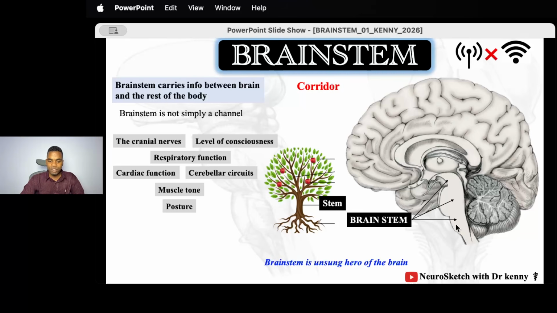Then look how small the brainstem is. The brainstem is so small and yet does all these functions. That means these functions have been compacted within a small brainstem. So even a single region in the brainstem can result in substantial deficit.